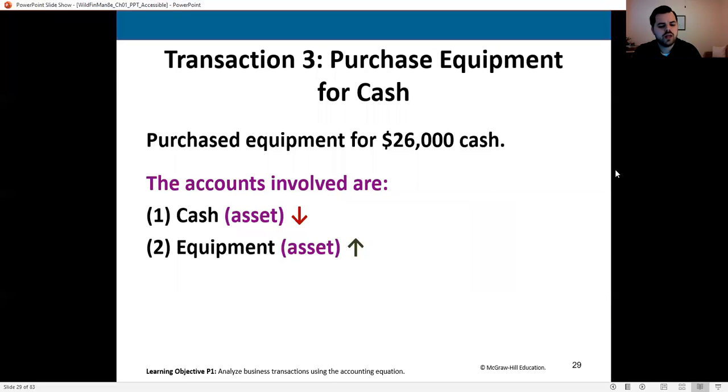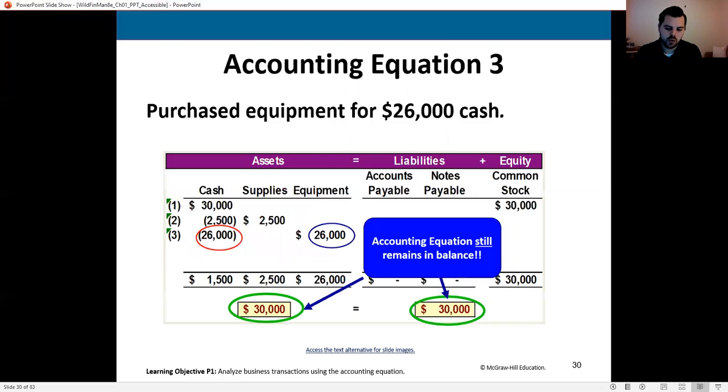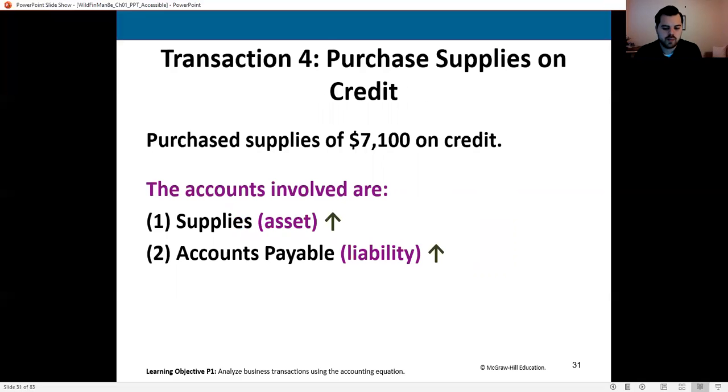Now, transaction 3, we're purchasing equipment for cash. Once again, one asset going up, one asset coming down. Cash is going down, equipment is going up. But you'll notice once again, our total accounting equation remains in balance.